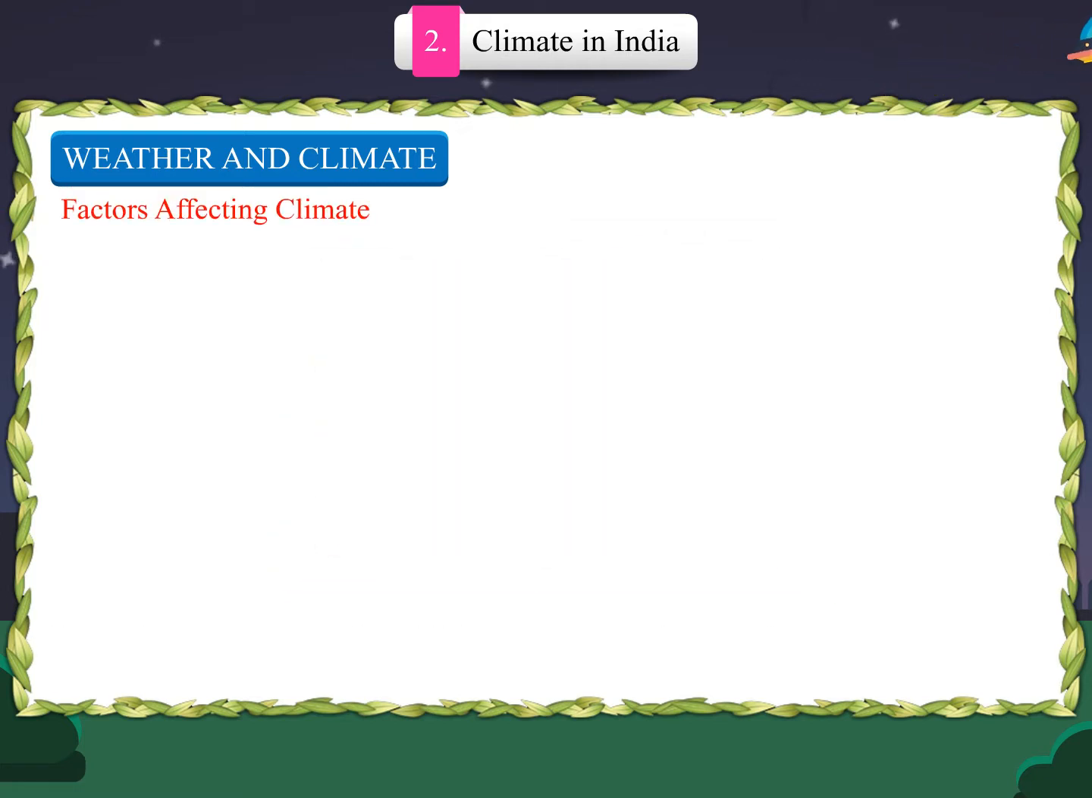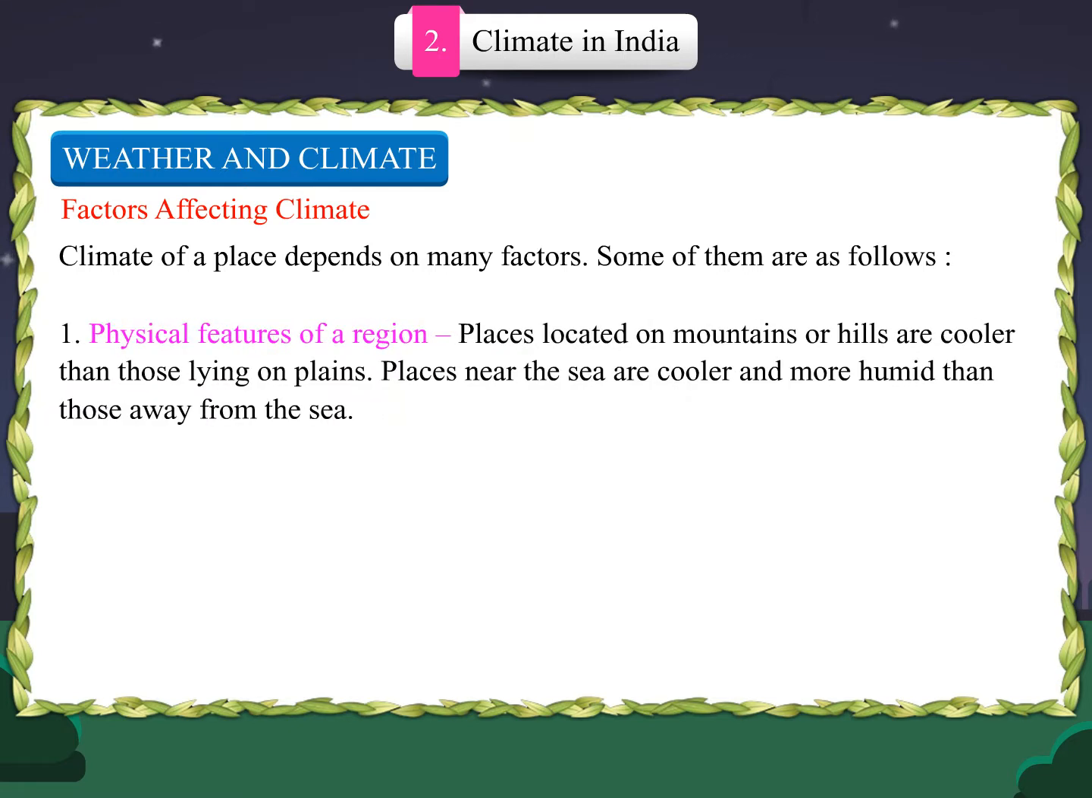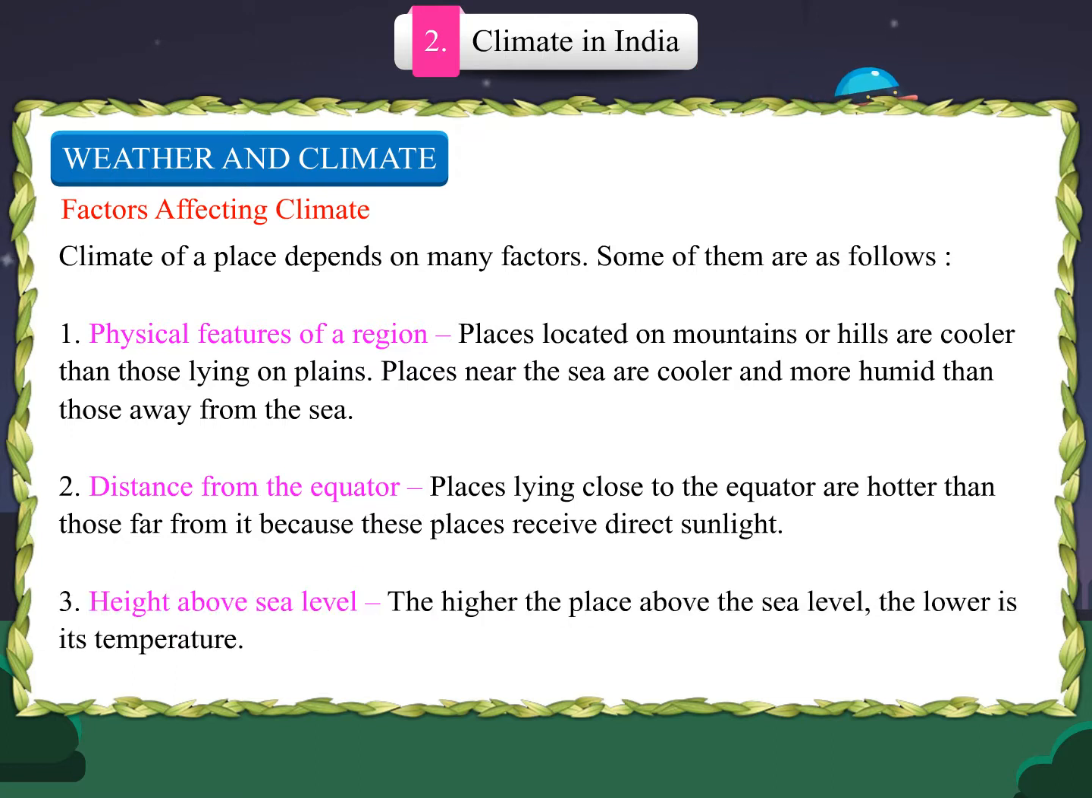Factors affecting climate. Climate of a place depends on many factors. Some of them are as follows. Physical features of a region. Places located on mountains or hills are cooler than those lying on plains. Places near the sea are cooler and more humid than those away from the sea. Distance from the equator. Places lying close to the equator are hotter than those far away from it because these places receive direct sunlight. Height above sea level. The higher the place above the sea level, the lower is its temperature.